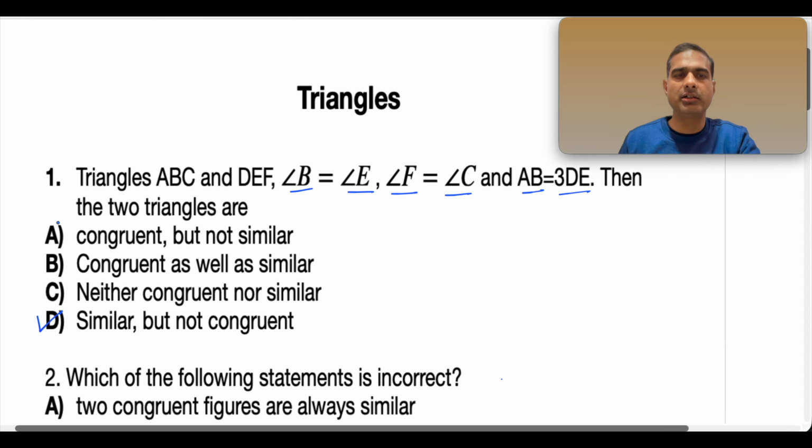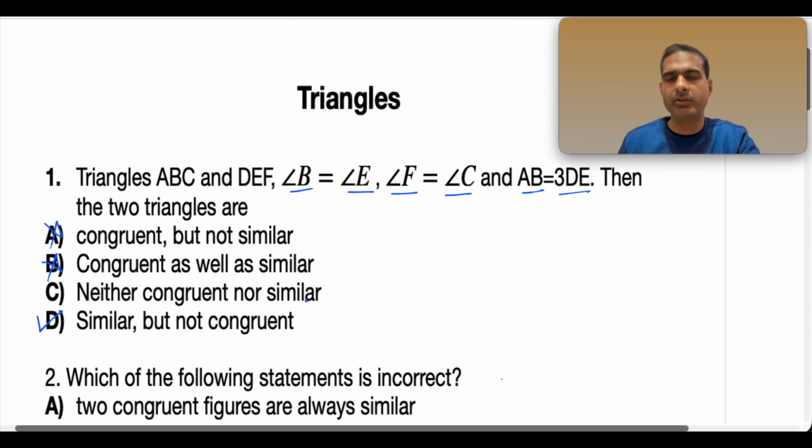Now let's see the other options also, and why they are wrong. The first option is congruent but not similar. But we know that every congruent figure has to be similar. So this cannot be our answer. Next, congruent as well as similar. Congruent means same size, but here AB is 3 times DE, so they surely don't have the same size. So option B will not be the answer.